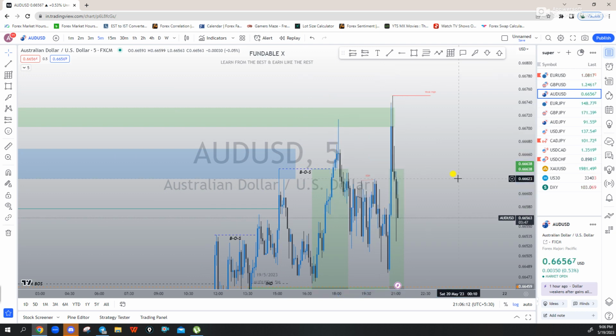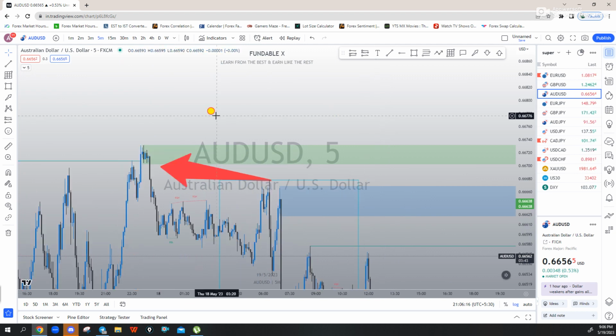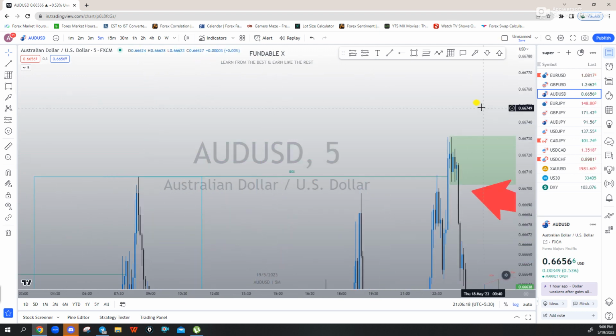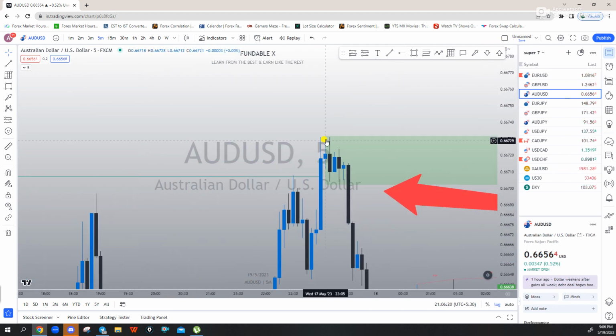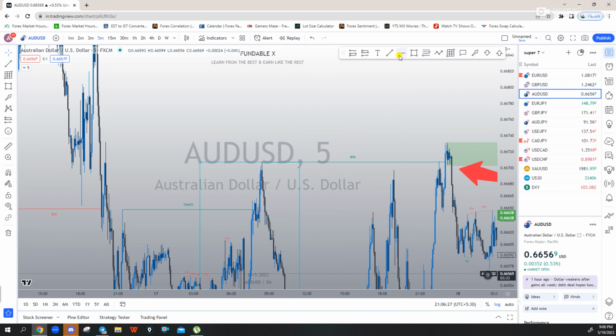So I wasn't much satisfied to take this entry because I was expecting maybe this level can be taken out. Why? There is an equal high. See, this is an equal high, so definitely it will act as a liquidity. That was my point of view.